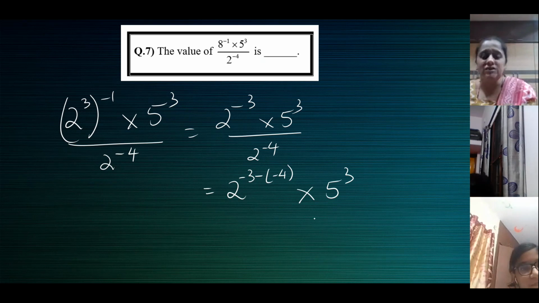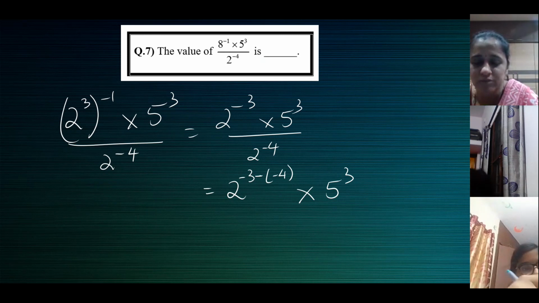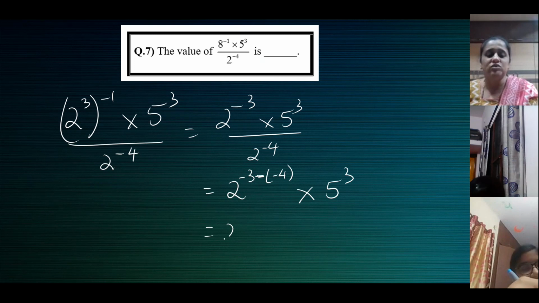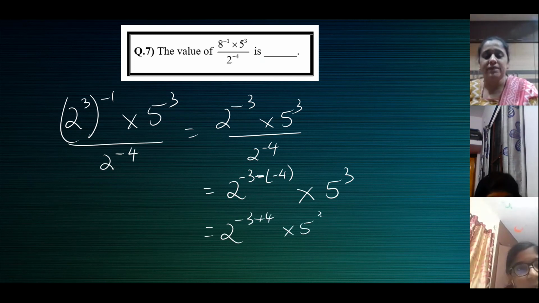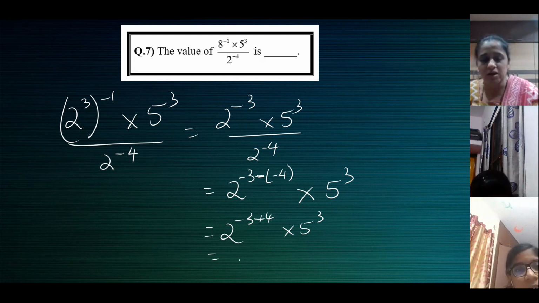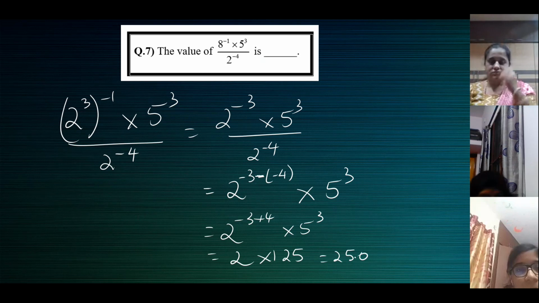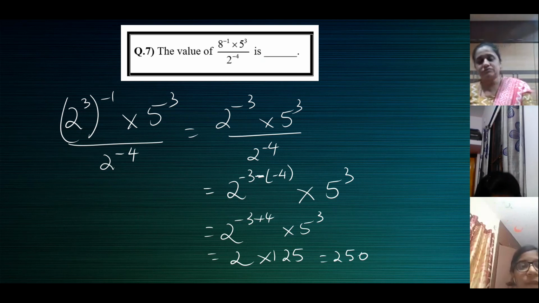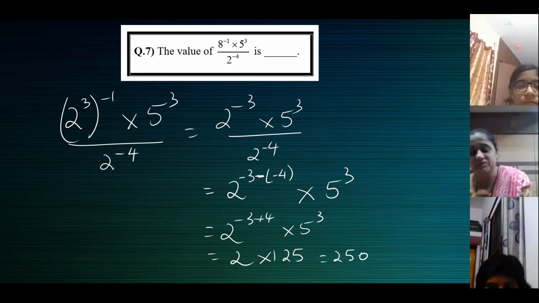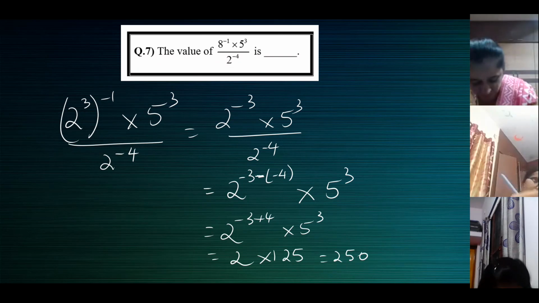The powers are minus 3 and minus 4, and you should put a minus sign in the middle because you're subtracting the powers. So that becomes 2 to the power minus 3 plus 4 into 5 cubed, which is minus 3 plus 4 is 1. 2 to the power 1, which is 2, into 125, which is 250. You can also do it like this. Yes, ma'am. Understood. Yeah, please work it this way also. Okay.